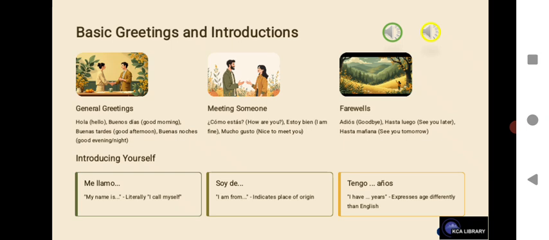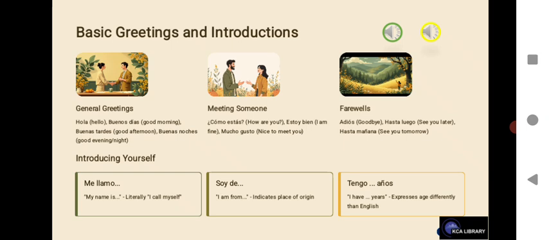Polite expressions when meeting someone: mucho gusto, nice to meet you. Farewells. Adiós, goodbye. Hasta luego, see you later. Hasta mañana, see you tomorrow.